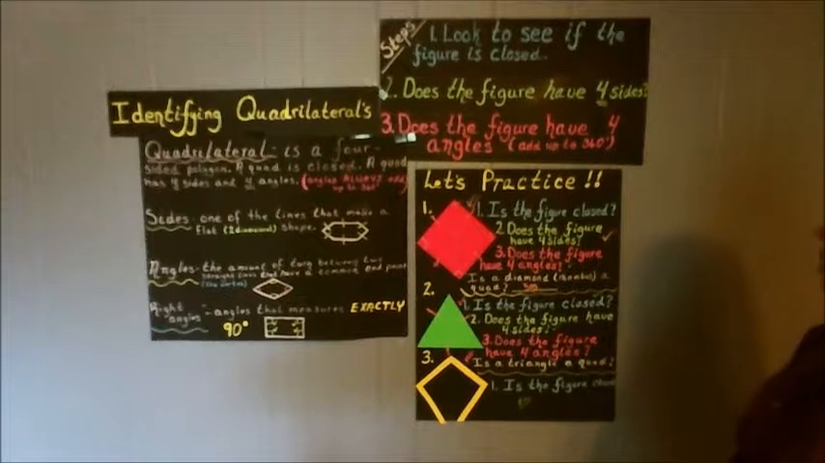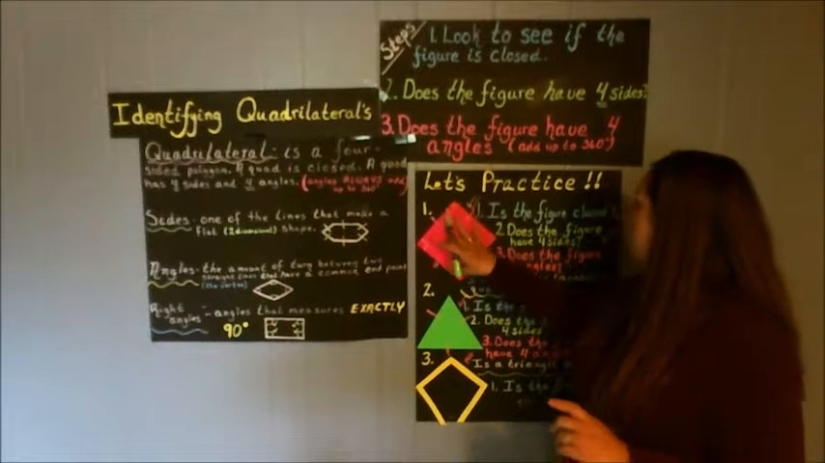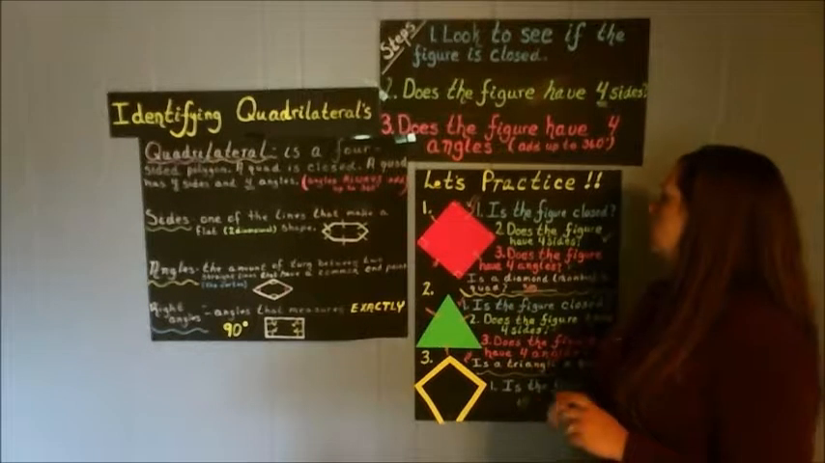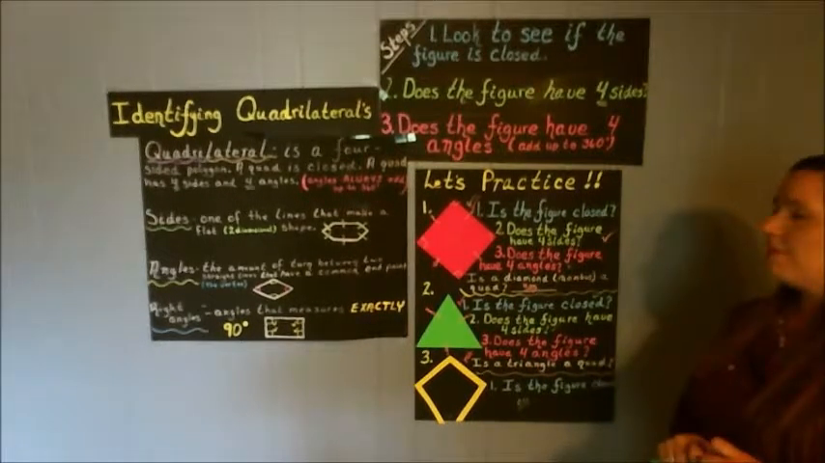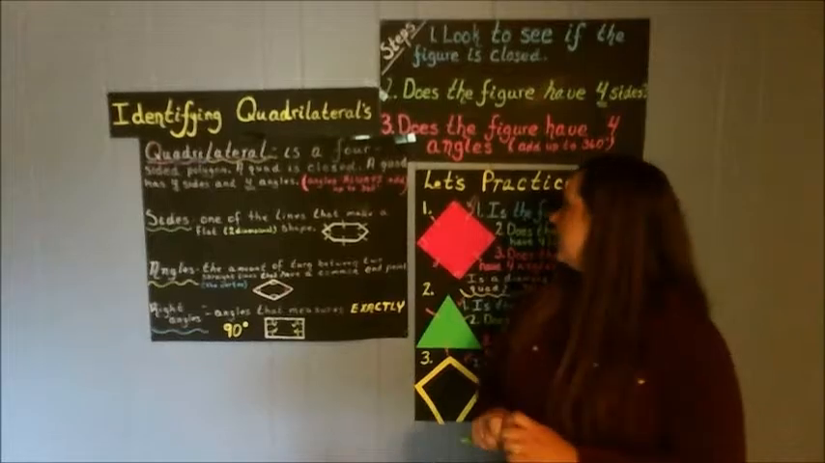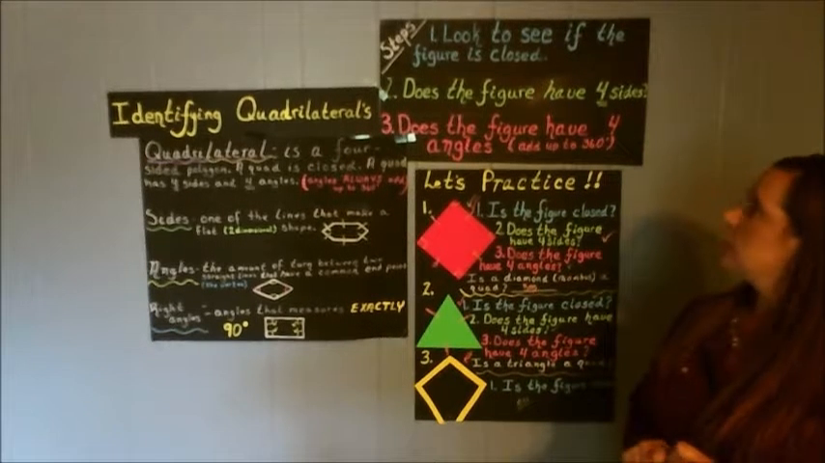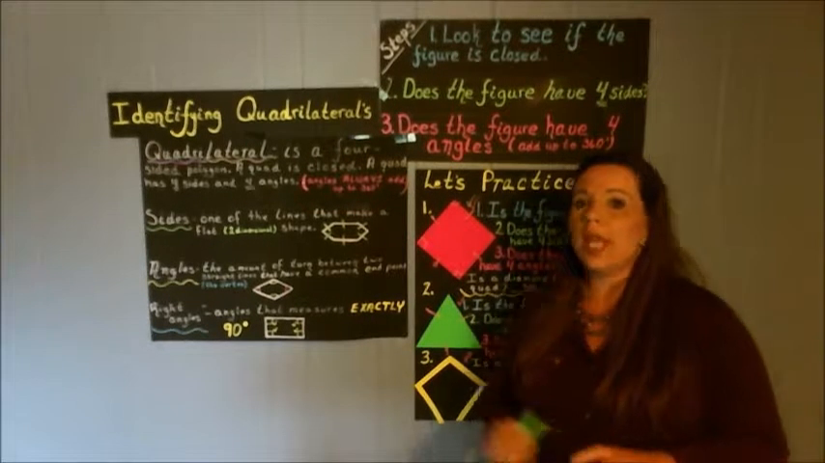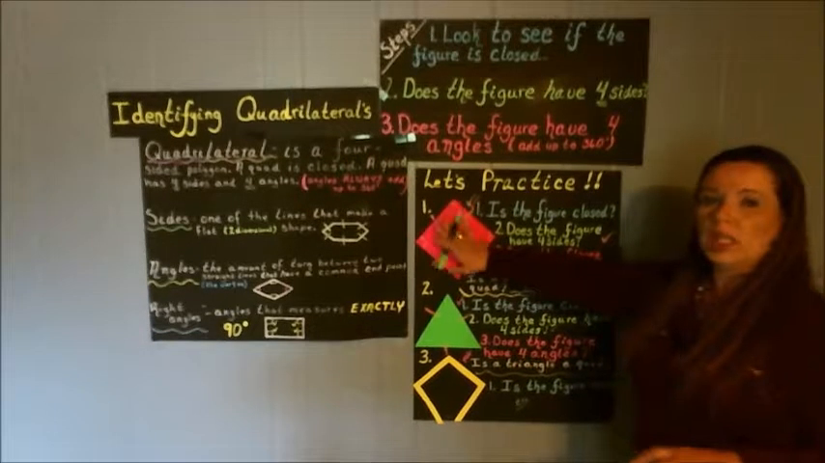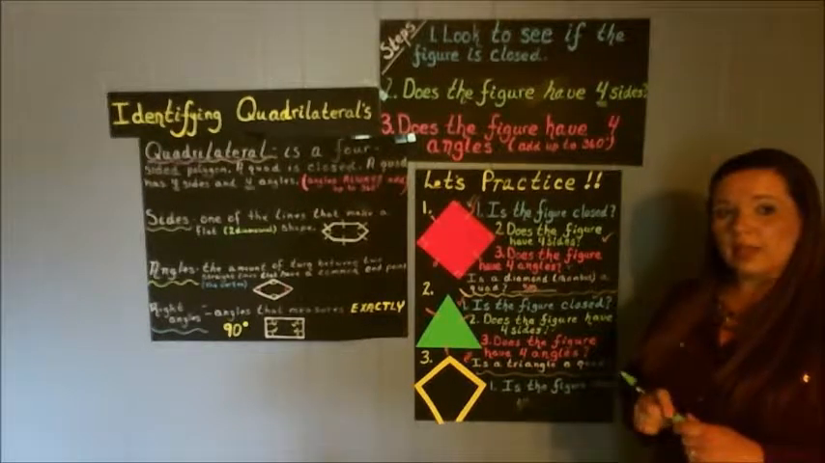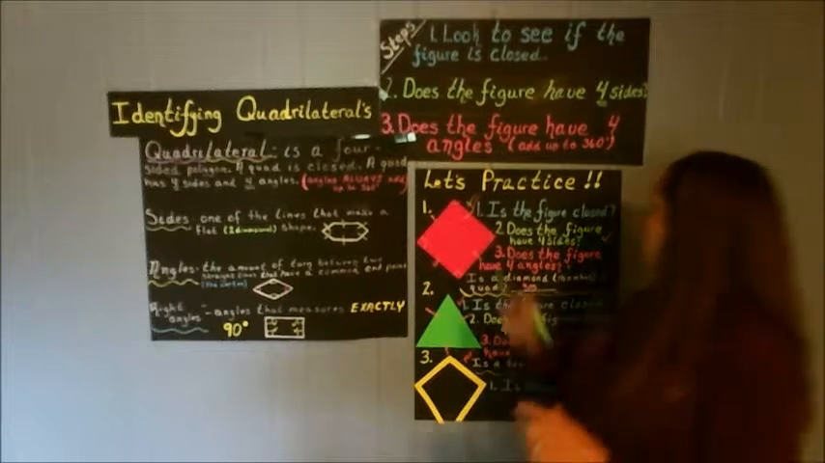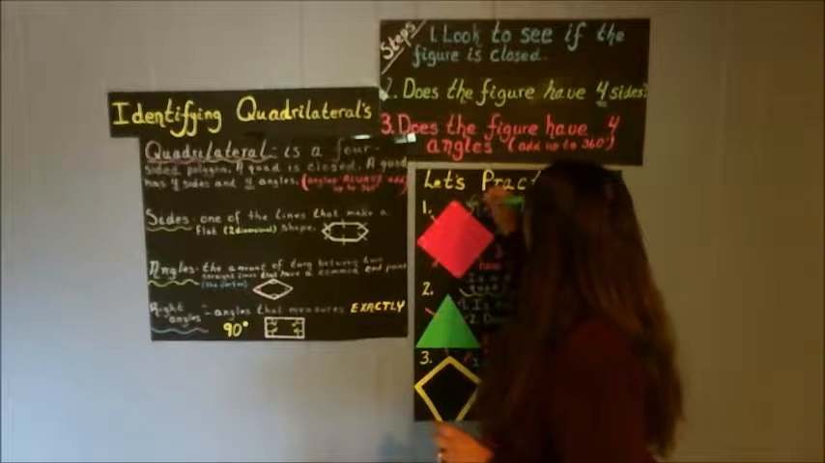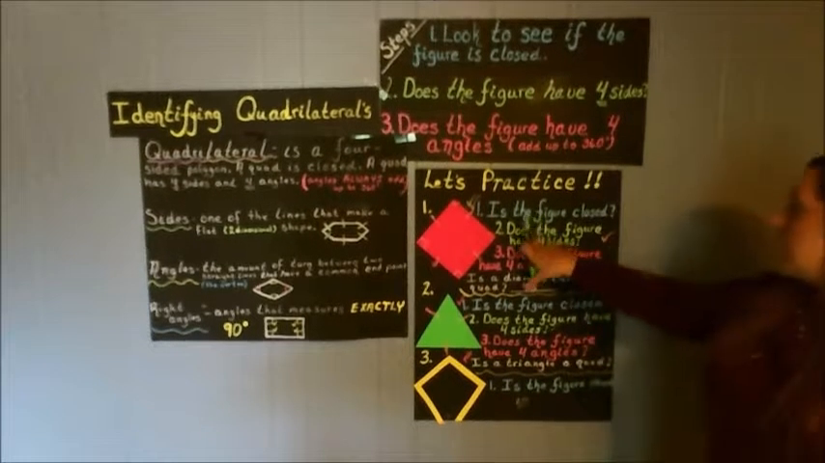Okay, so I gave you some time to work on these practice problems. Let's look at the first one. The first one, we have a diamond. Kenzie, the first step. Look to see if the figure is closed. Kenzie, is this diamond closed? Does it have all its sides? Yes, good job. So if it is closed, we go to step 2.